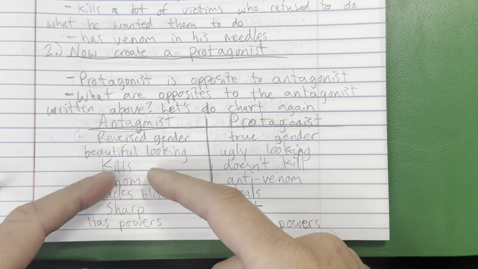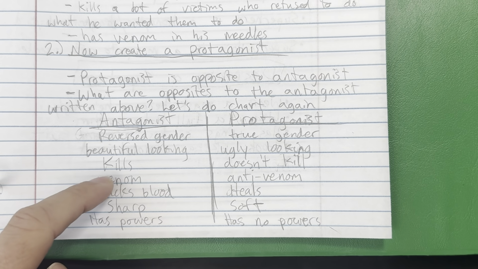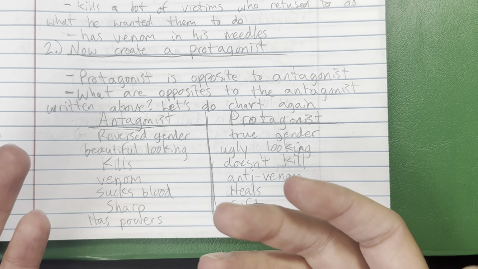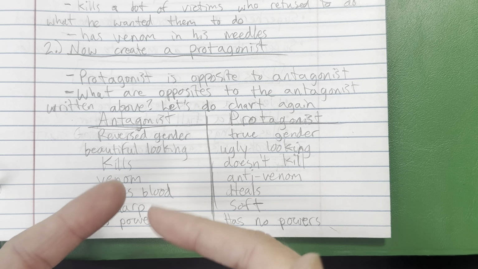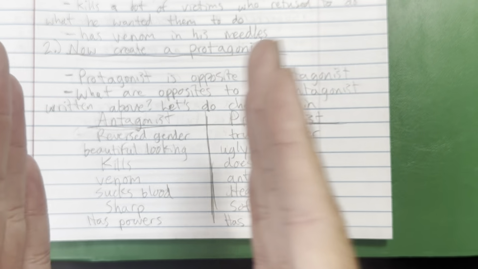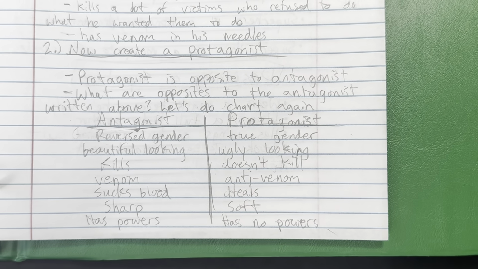Right? There are some things that are not bad. There's nothing wrong with things like killing and sharp and has powers and being beautiful looking. There's just nothing wrong with that. It's just the opposite, so we can make a better story. It's easier to make a story that way.